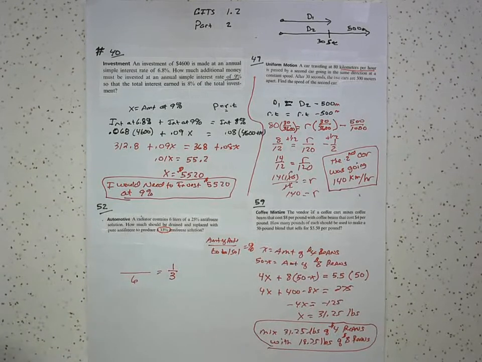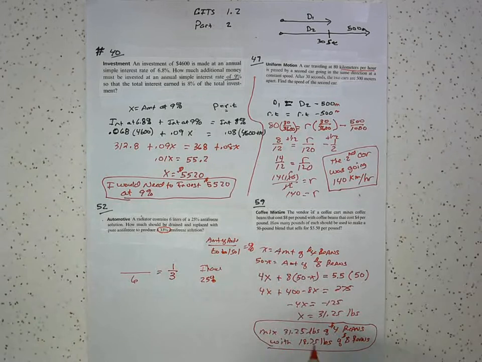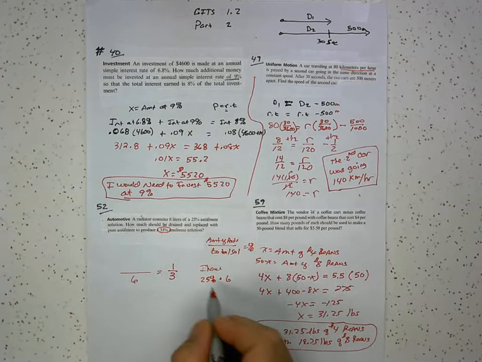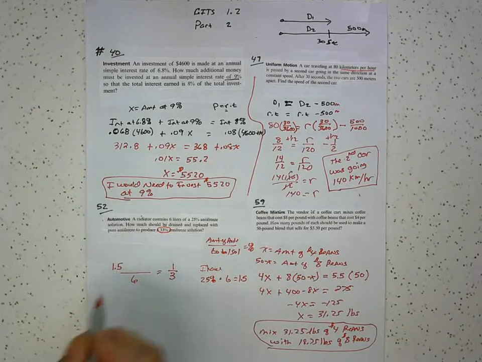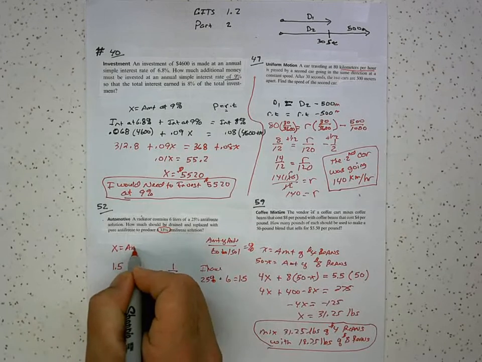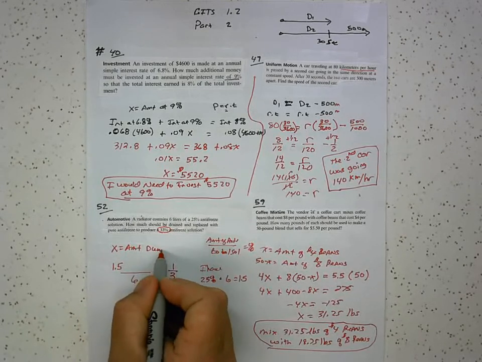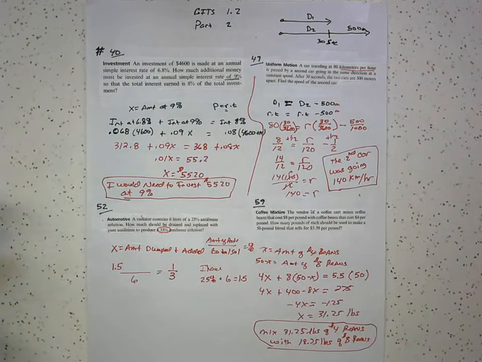Now, here's what we got. I need to find out how much antifreeze I have. I have 25% of 6 liters. So 0.25 times 6 is 1.5. I have 1.5 liters of antifreeze already in there. That's my mixture. Now I'm going to dump some out. So X is going to be the amount dumped and added. Because it's the same amount, right? I dump it out and then I add the same exact amount to get 6 liters.